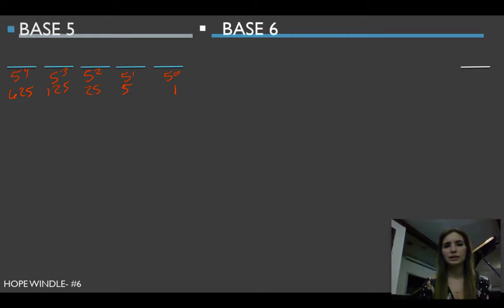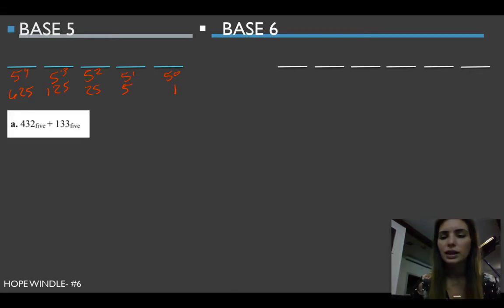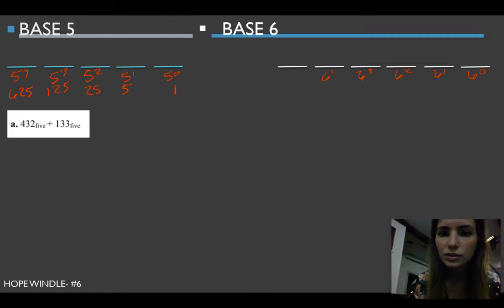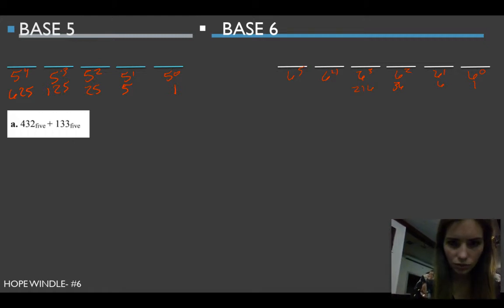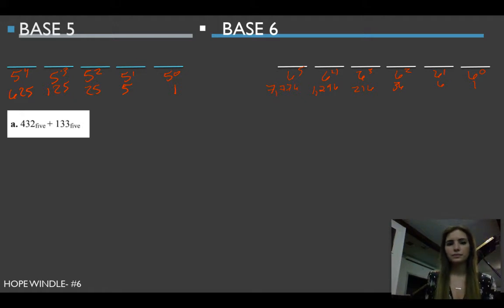Base 6 is basically the same concept. It's just 6 to the 0, 6 to the 1, 6 to the 2, 6 to the 3, 6 to the 4, 6 to the 5. So this is going to be our 1, 6, 36, 216, 1,296, and our 7,776. We can see why we like base 10 better. But then let's go ahead and try to figure out this problem here.